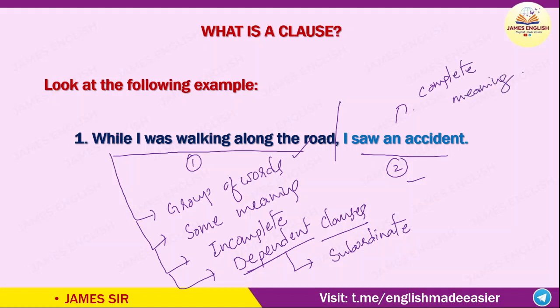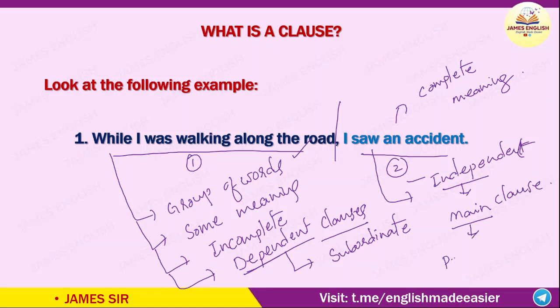So, does it give complete sense? Yes, it gives complete sense. Hence, such kinds of clauses are known as independent clauses. An independent clause is also known as a main clause. And a main clause is also referred to by another name, that is a principal clause.